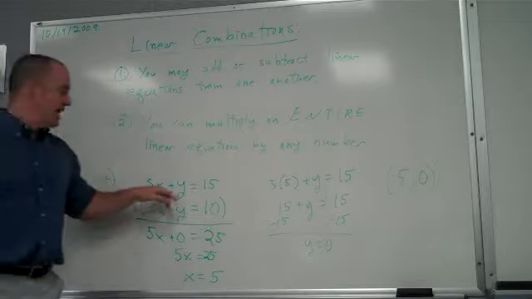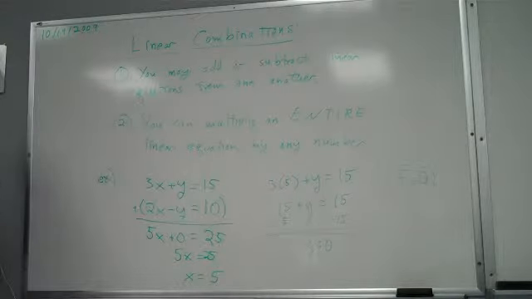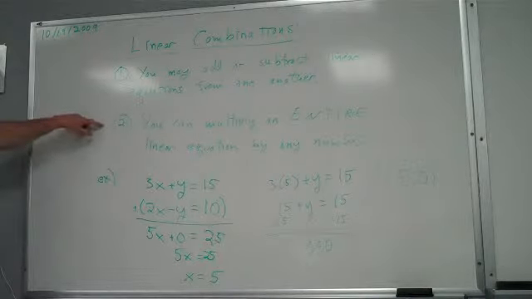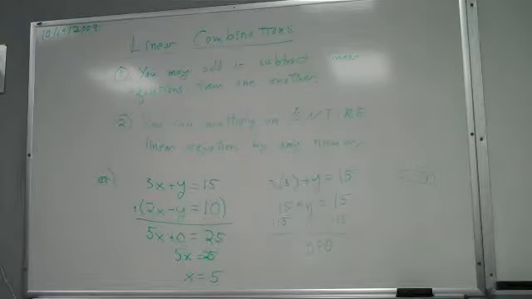What if you don't have a plus y and a minus y? That's where the second rule comes in. You can multiply an entire linear equation by any number.